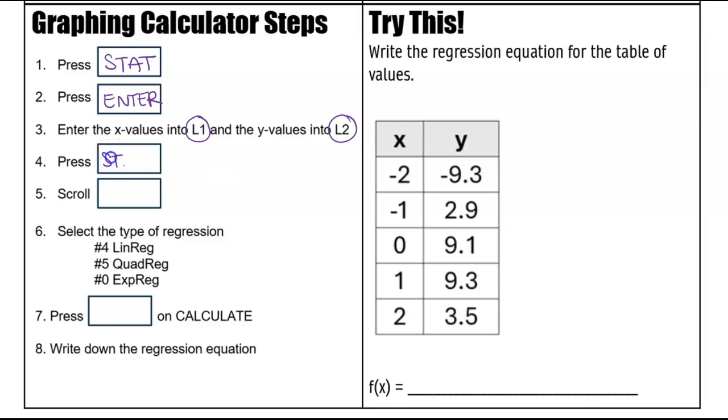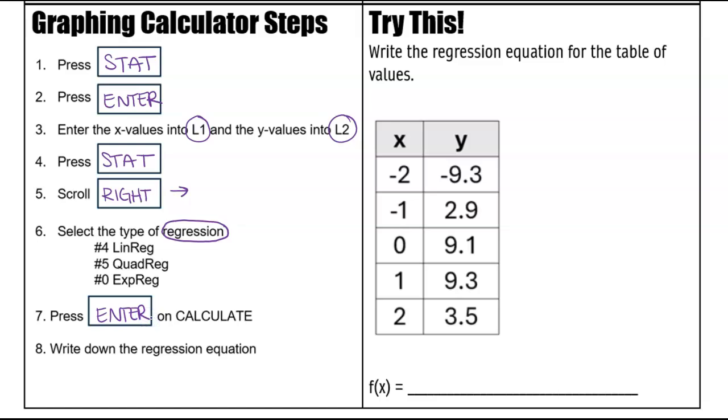Then we're going to press stat again. We're going to scroll to the right, because that's going to get us into a different menu. And then we're going to have to select the type of regression. Regression means the calculator is coming up with the equation for us. We're going to have 3 options. We're going to have LinReg, QuadReg, and ExpReg. And you pick one of those. You don't pick all 3. We're going to use LinReg if we have a linear function, QuadReg if we have a quadratic function, and ExpReg if it's exponential. Then we are going to press enter.